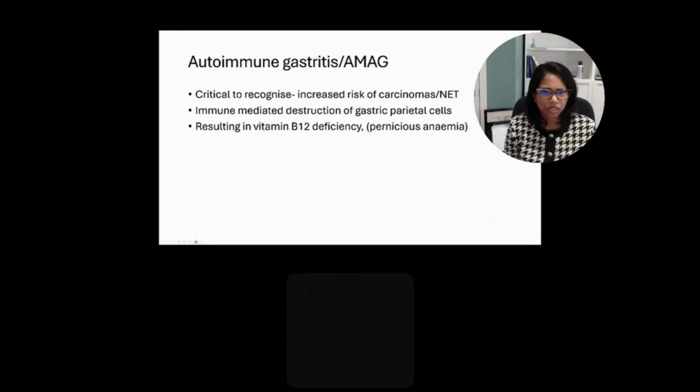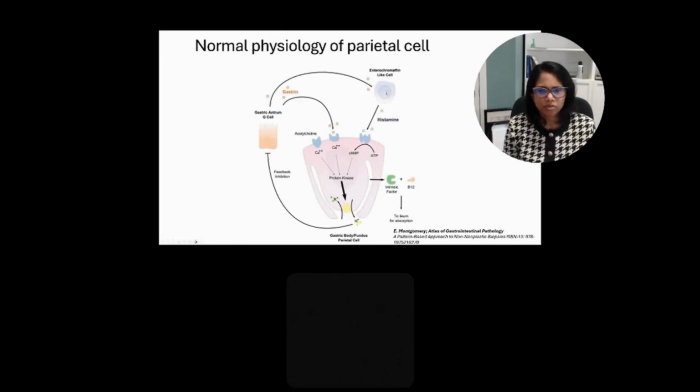So autoimmune gastritis, or AMAG, is critical to recognize because there is an increased risk of carcinomas and more so neuroendocrine tumors. It's an immune-mediated destruction of the gastric parietal cells, resulting in vitamin B12 deficiency, which usually binds to intrinsic factor and is absorbed within the ileum. So perhaps it's best to look at the normal physiology of the parietal cell to understand the destruction and the effects of an autoimmune gastritis.